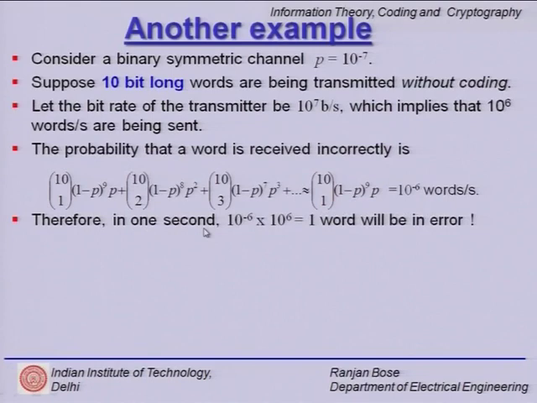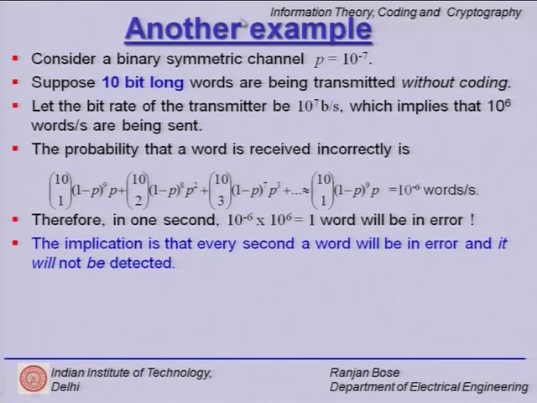Therefore, in 1 second, the probability is 10 to the power minus 6 and you are sending 10 to the power 6 words per second, so one word will be in error. So, every second one word is in error.